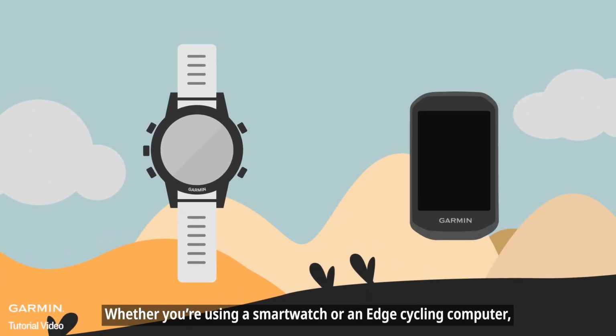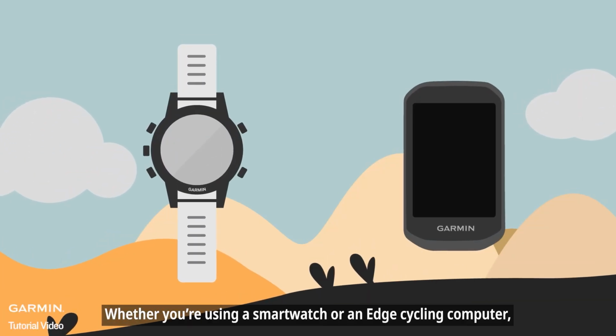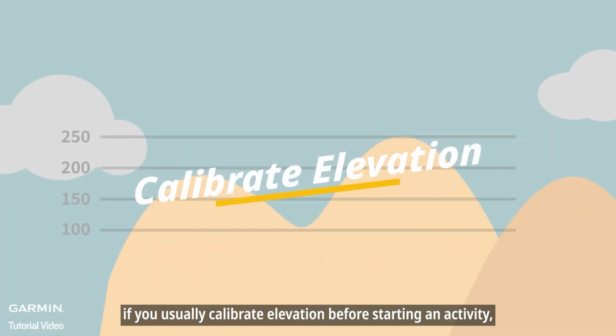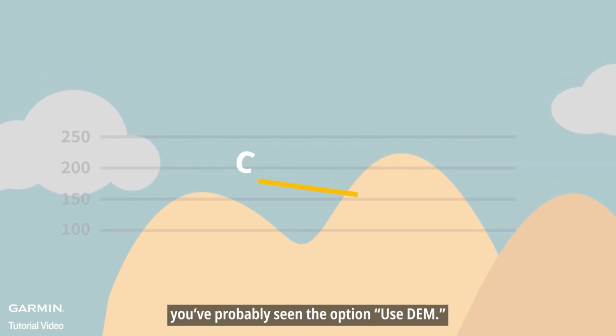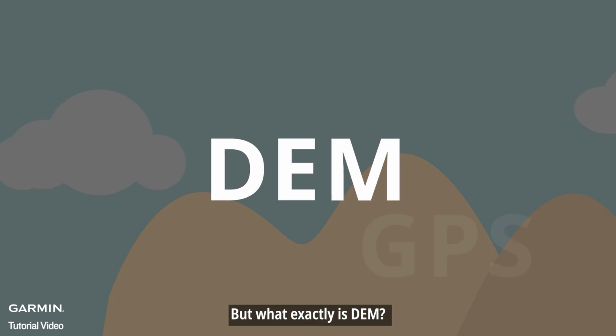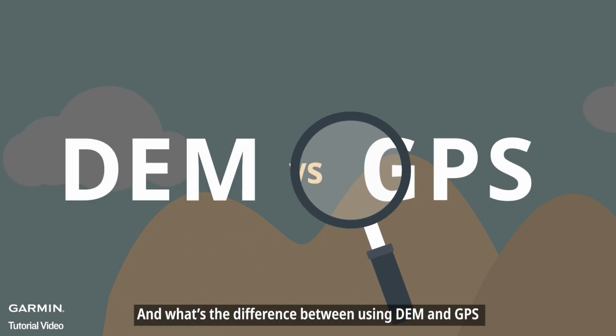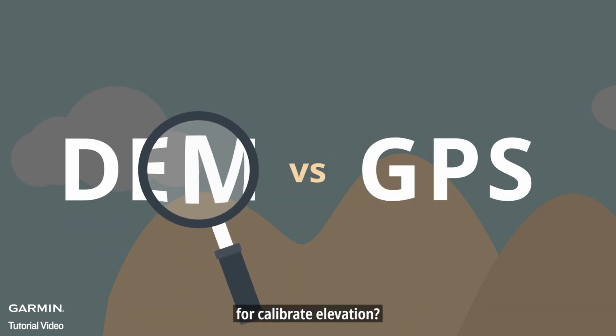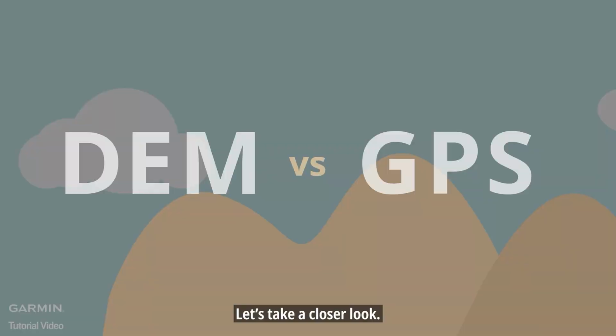Whether you're using a smartwatch or an edge cycling computer, if you usually calibrate elevation before starting an activity, you've probably seen the option Use DEM. But what exactly is DEM? And what's the difference between using DEM and GPS for calibrating elevation? Let's take a closer look.